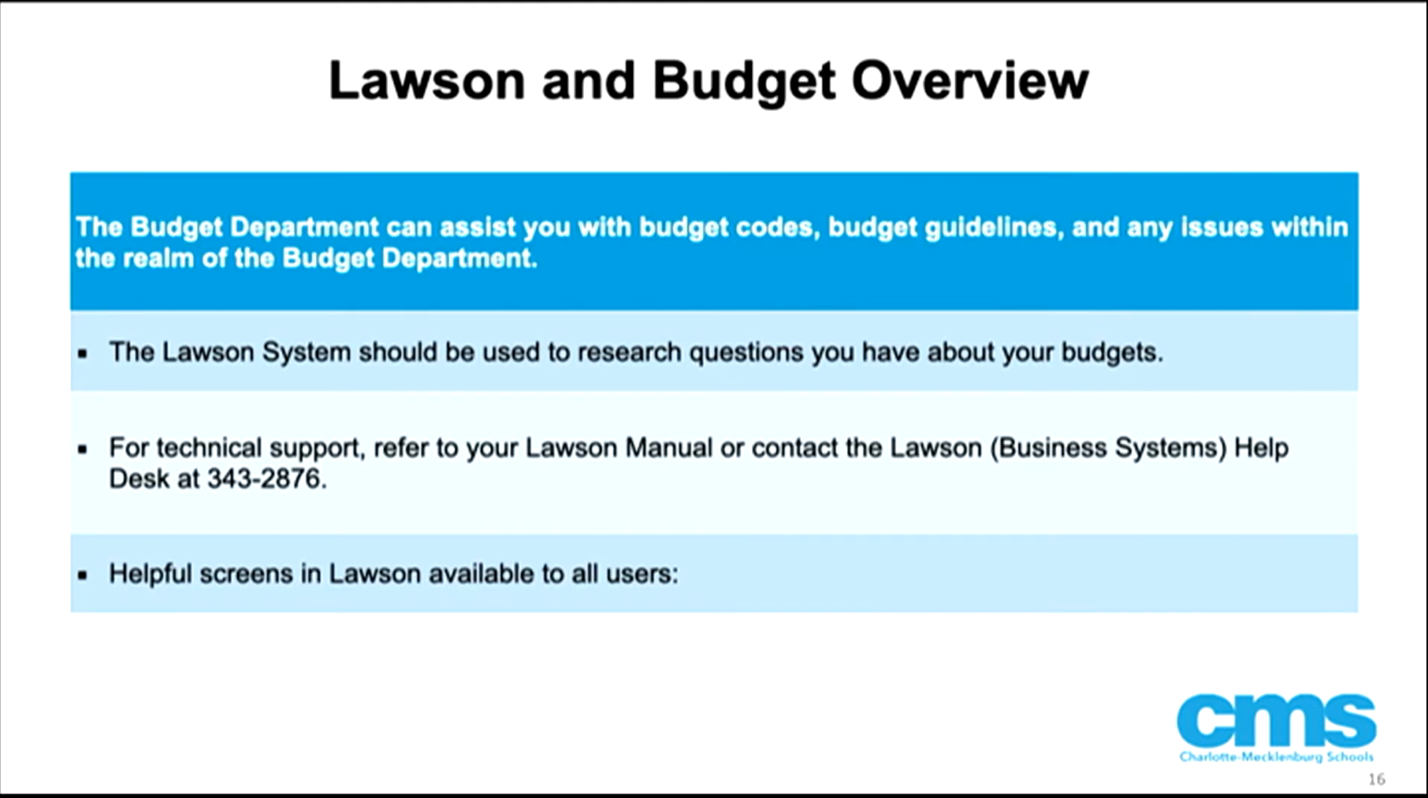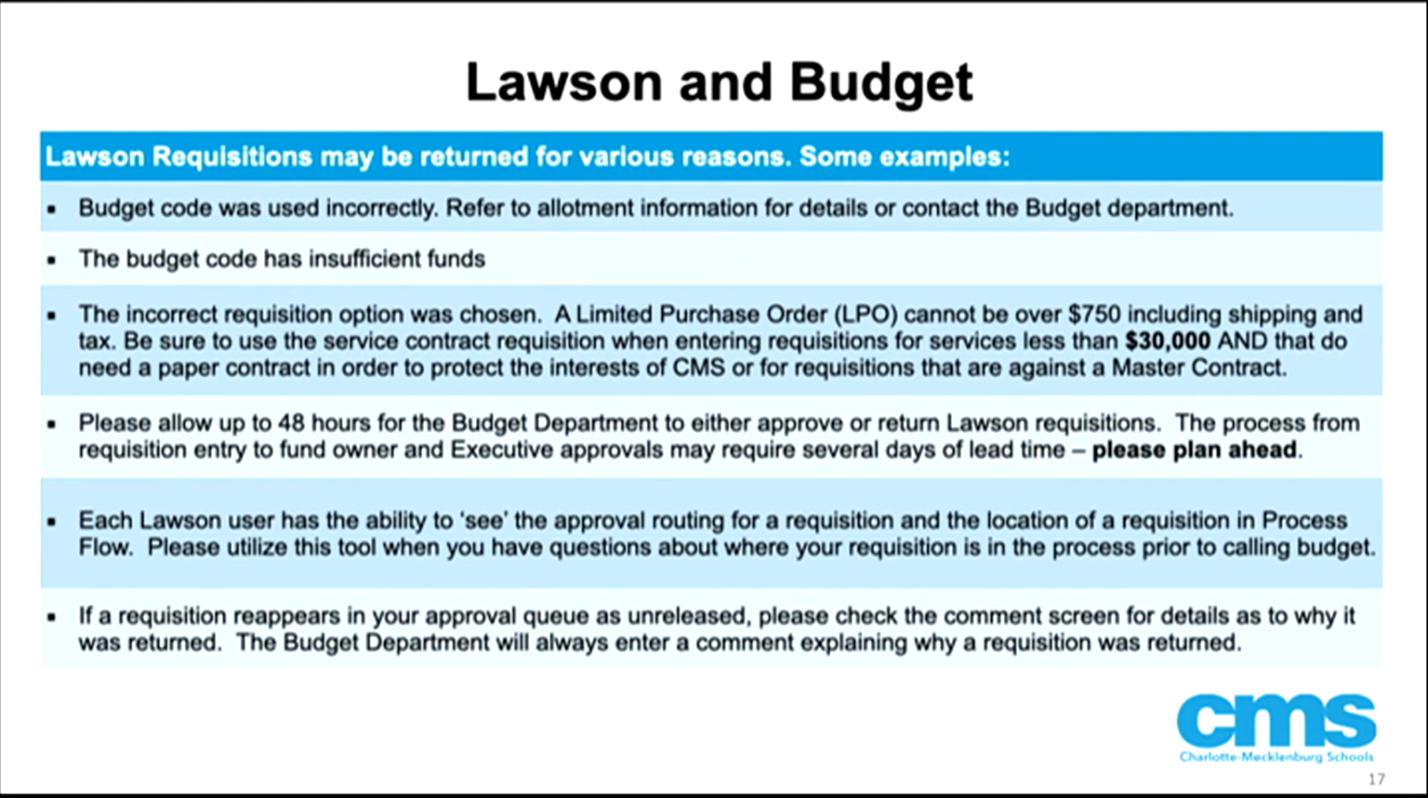Now, let's do a quick review of some Lawson and budget overviews. The budget department can assist you with any budget codes, budget guidelines, and any issues within the realm of the budget department. The Lawson system should be used to research questions you have about your budget. For technical assistance, don't forget to call 343-2876. Helpful screens in Lawson are available to all users, and they will be there for you to use at any time that you need them.